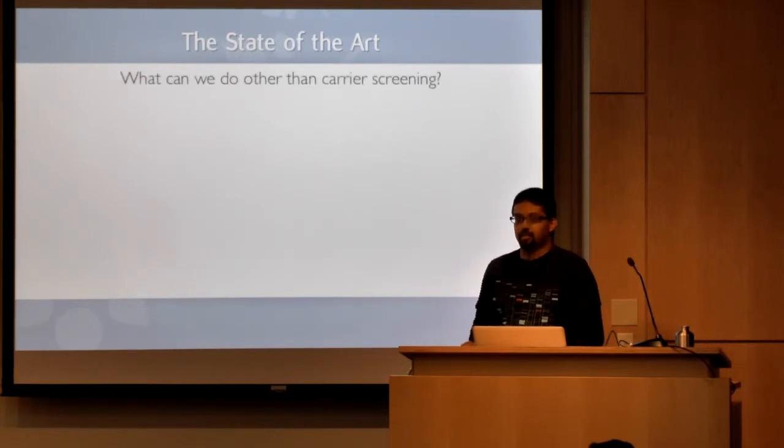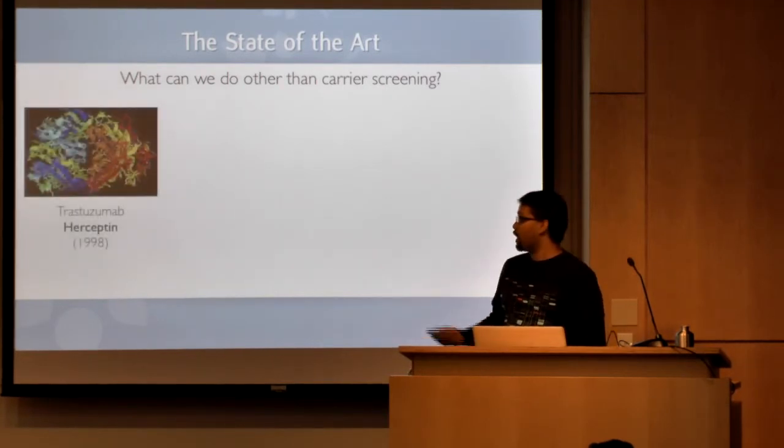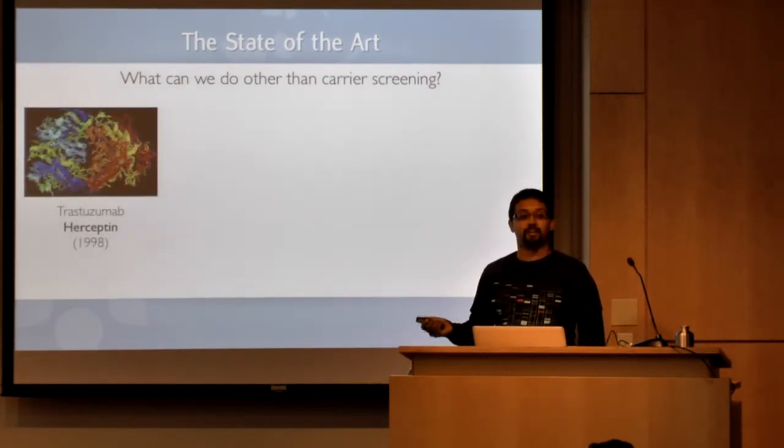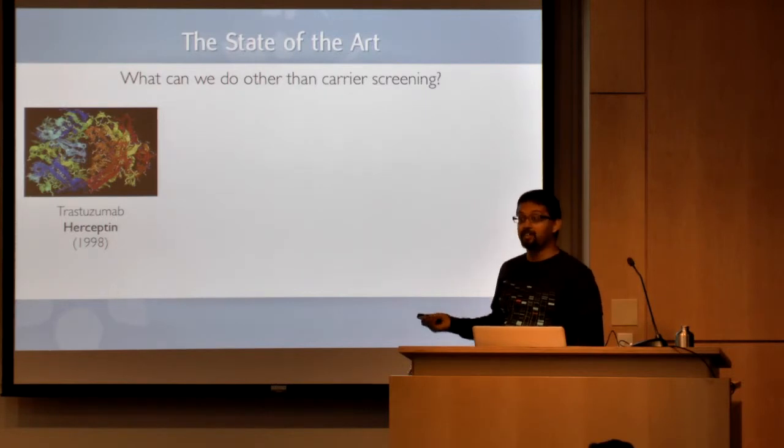So what can we do other than just carrier screening? Well, one big example is the burgeoning area of pharmacogenomics, or targeted medical therapies. Really, the first drug that came out of this class was Herceptin for breast cancer in 1998, which is an antibody that is effective only against cancers that express the HER2 protein. And so you actually have to have a genetic test before you can decide whether or not Herceptin is going to be effective for you.